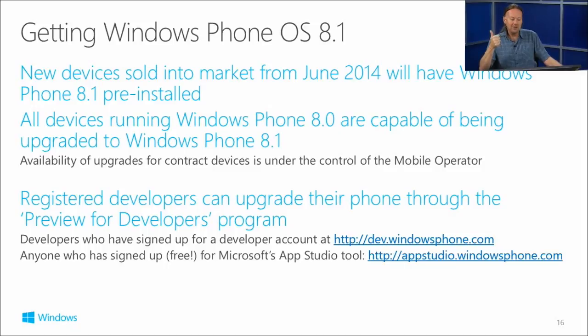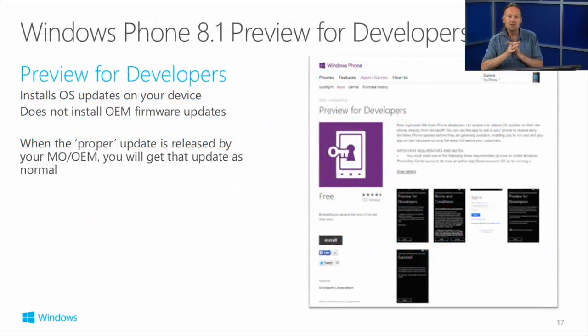First of all, if you've got a developer account, so you've signed up for a dev account at dev.windowsphone.com, or you've registered for appstudio.windowsphone.com, which is this web tool for creating apps that used to run only on the phone, and actually we announced an update that's coming, and now apps will run on tablet as well. But if you register for that, and that's free, then you can have access to this thing, which is the preview for developers.